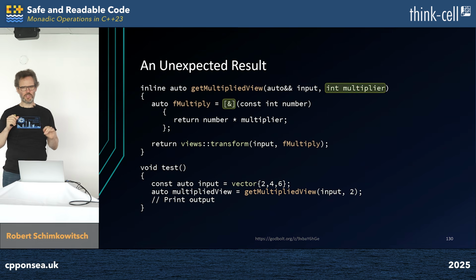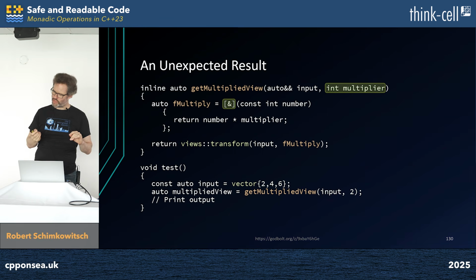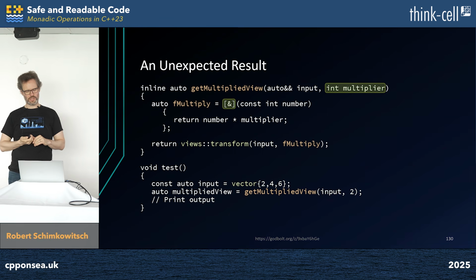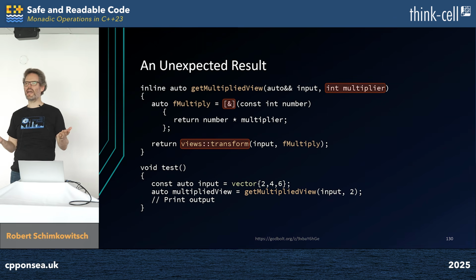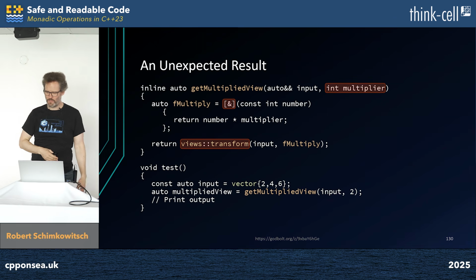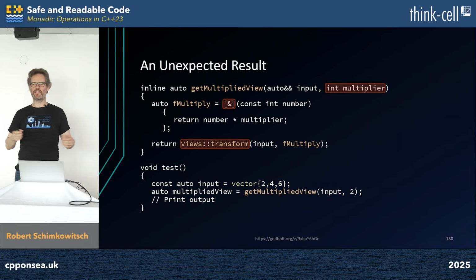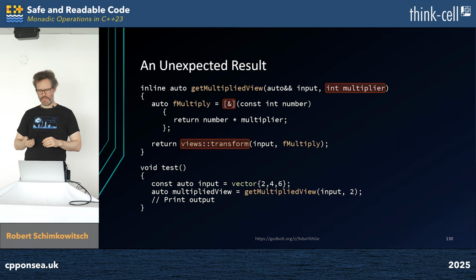Then we capture it by reference. That looks a bit fishy, but it should actually still work. Ah, the view is lazy. So it will call the lambda after we have already left function scope. And we are sitting with a dangling reference to the multiplier.